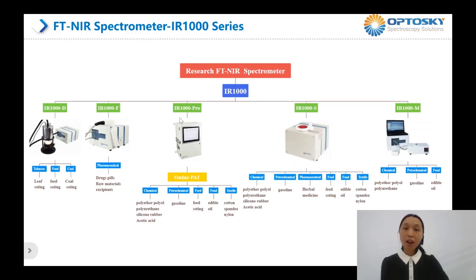And the IR1000 Pro is the most advanced online process analytical technology. They are used a lot in the chemical, petrochemical, feed, food, and textile industries. IR1000S means integrating sphere, used for measuring samples of any shape, so it can be used a lot for food sorting. And there is also the IR1000M for chemical, petrochemical, and food.